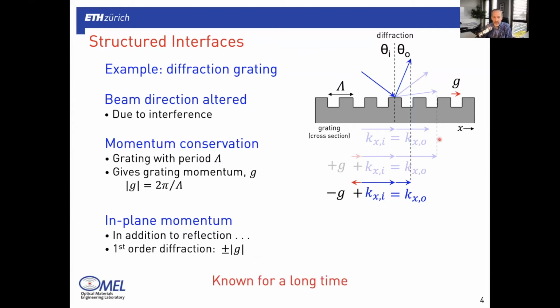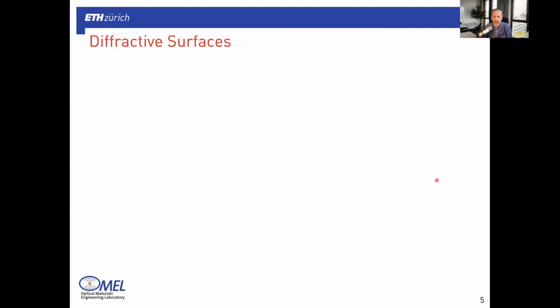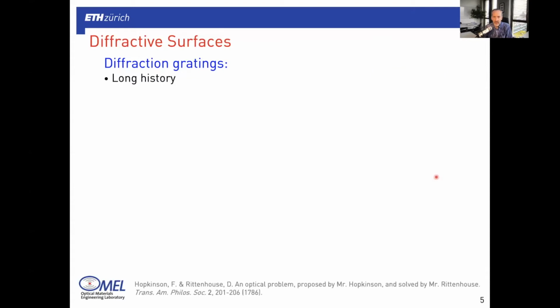Now, I'm not telling you anything you don't know. This has all been known for an extremely long time, and indeed, diffraction gratings have an extremely long history, so long that you can find these really fun papers, such as this one from 1786, entitled "An Optical Problem Proposed by Mr. Hopkinson and Solved by Mr. Rittenhouse," where they were talking about the diffractive properties of fine threaded cloths.